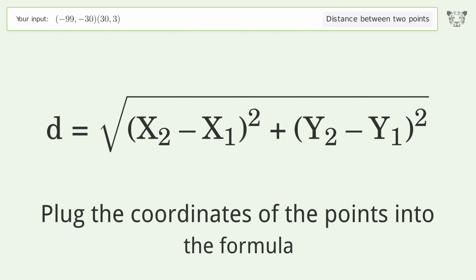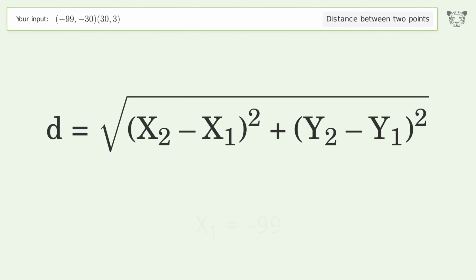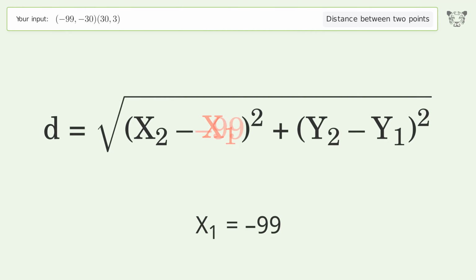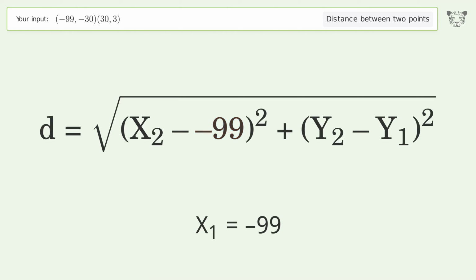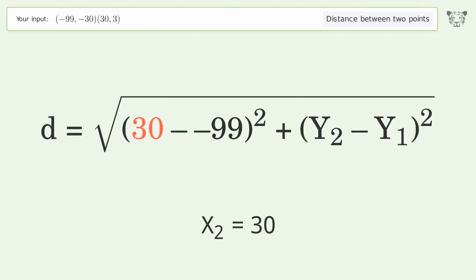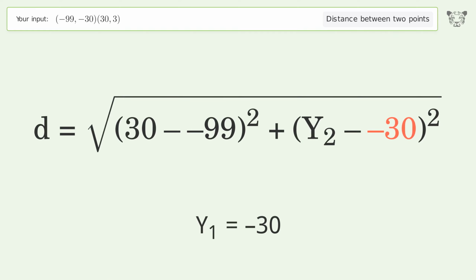Plug the coordinates of the points into the formula. x1 equals negative 99. x2 equals 30. y1 equals negative 30. y2 equals 3.